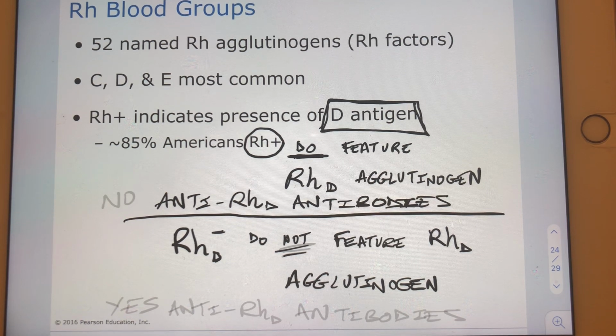Whereas someone who doesn't feature the RHD agglutinogen, it's absent, if they were to make anti-RHD, of course, antibodies, hey, that'd be okay. So, yes, antibodies, because they're not going to attack themselves. No antibodies. All right, that's important.